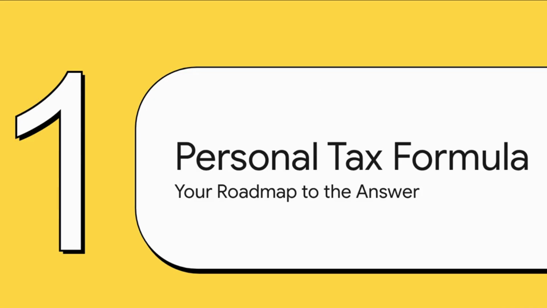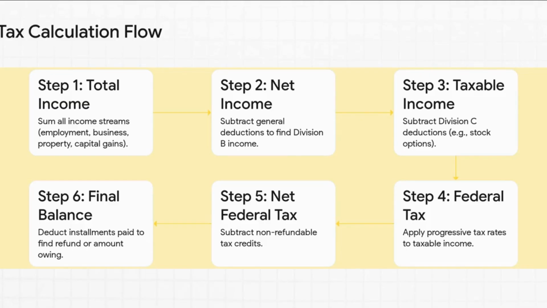First up, the big picture. You can think of this formula as your GPS for any personal tax calculation. Seriously, every single problem is going to start right here, so getting this flow down is absolutely essential. It's really just a logical 6-step process. First, we pull together all the income from every source. Step 2, we subtract some general deductions to get our net income. And that number is key because a lot of credits and benefits are based on it.